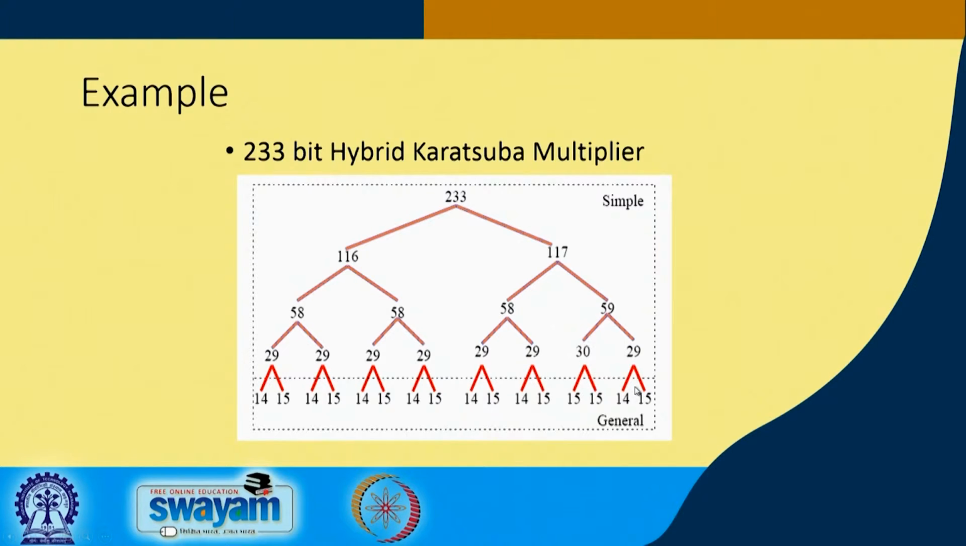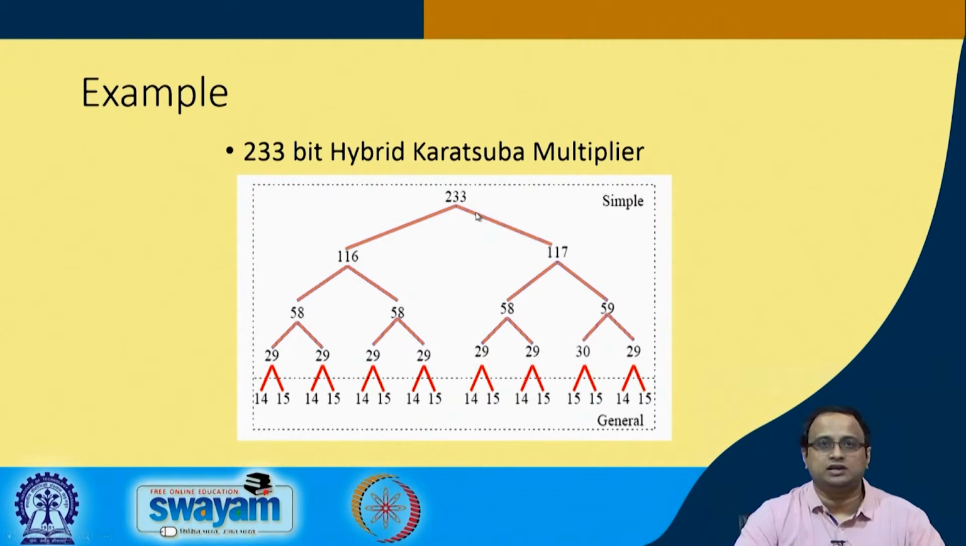This is a reminder of where we stopped in the last class. We want to implement a 233-bit hybrid Karatsuba multiplier. The strategy is that I take 233 and decompose it into 116 and 117. Then 116 I can again decompose into blocks of 58 and 58, and 117 into 58 and 59, and I do that gradually until I have dimensions lesser than my threshold.